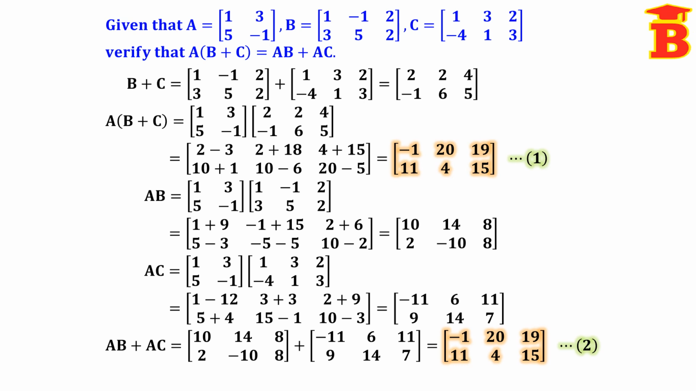Now look at the answers 1 and 2. These two are exactly the same. So therefore we have verified from 1 and 2 that A into B plus C equal to AB plus AC. So this is the answer.